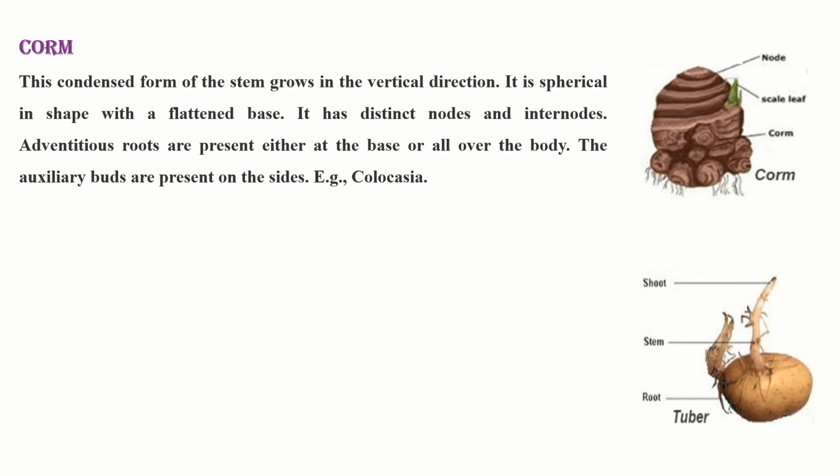Then we come to corm. This condensed form of the stem grows in the vertical direction. Vertical direction is what? This direction, right? Horizontal was this one. It is spherical in shape with a flattened base. It has distinct nodes and internodes. Adventitious roots are present either at the base or all over the body. The axillary buds are present on the sides. Please note the examples. Colocasia is a good example for this.